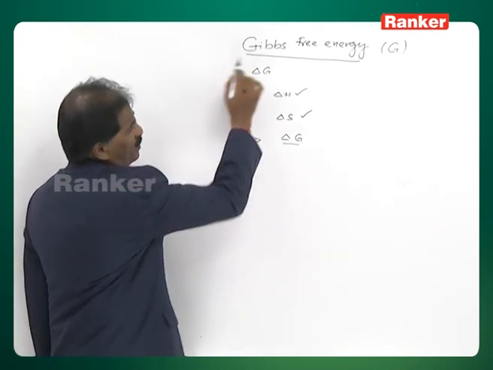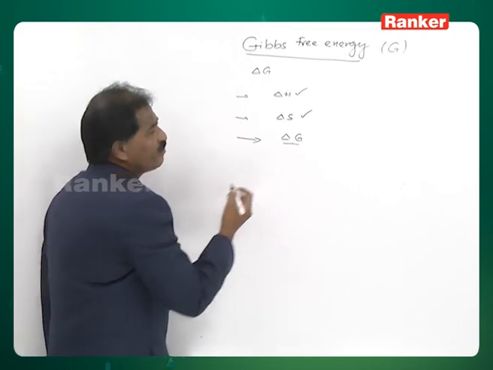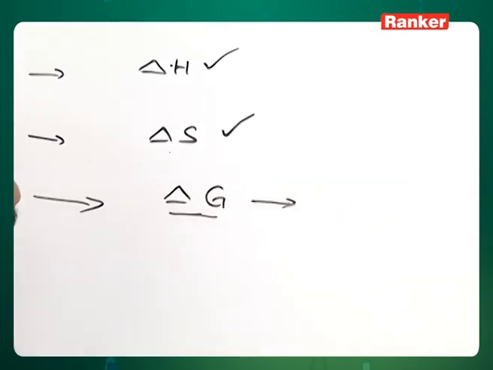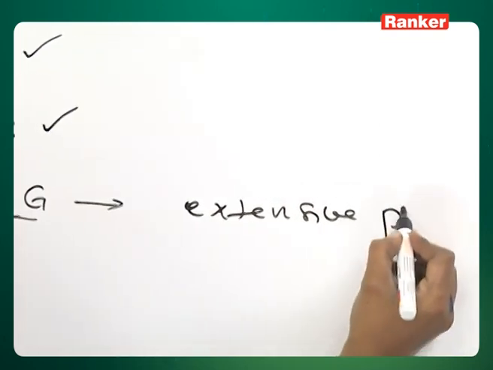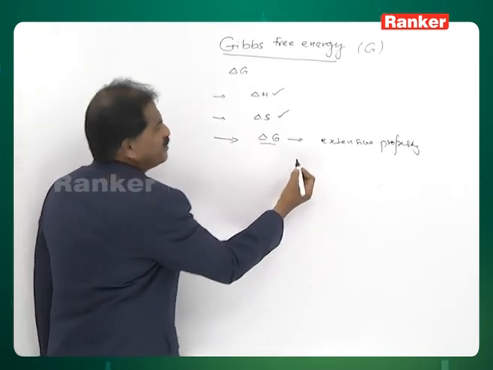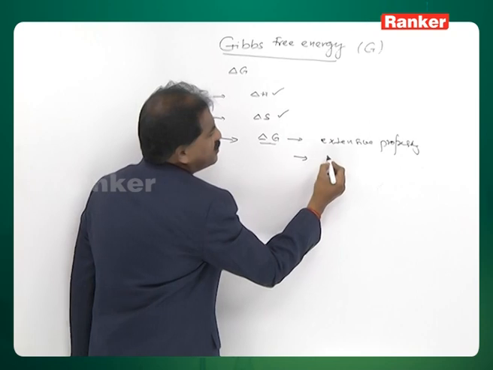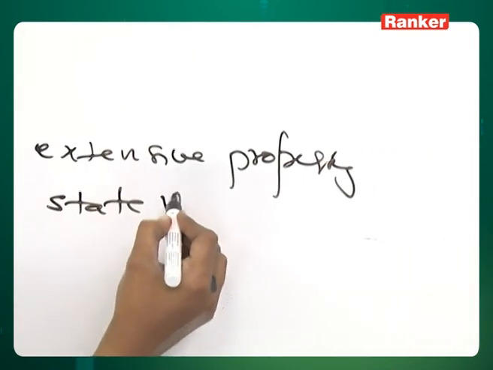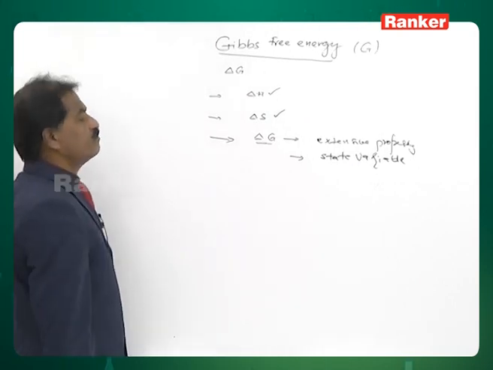Therefore, Gibbs introduced this free energy. This is another thermodynamic property. This free energy is also an extensive property. Next, like enthalpy and like entropy change, it is a state variable.